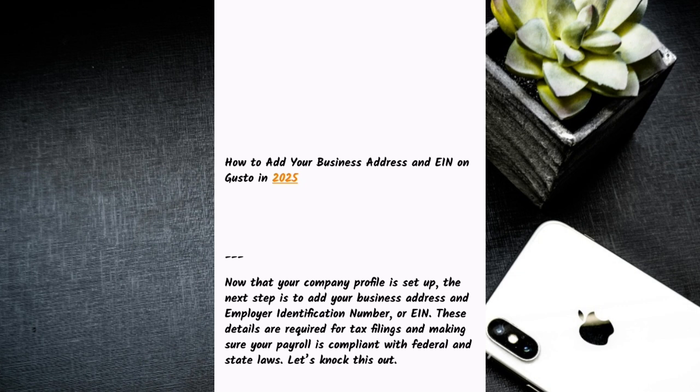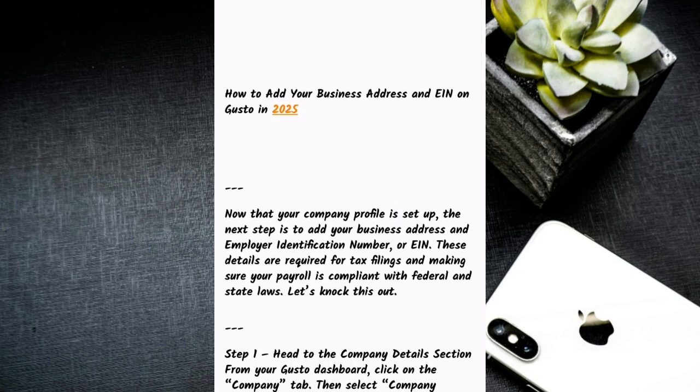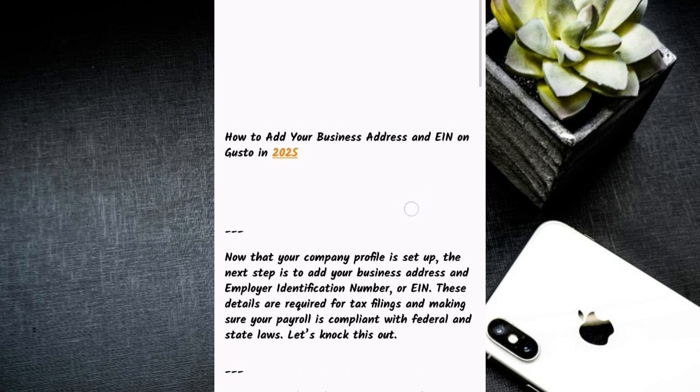I'm going to show you how to add your business address and EIN on Gusto in 2025. So now that your company's profile is set up, the next step is going to be to add your business address and employer identification number, or EIN. Now these details are required for tax filings and making sure that your payroll is compliant with federal and state laws. So let's knock this out.